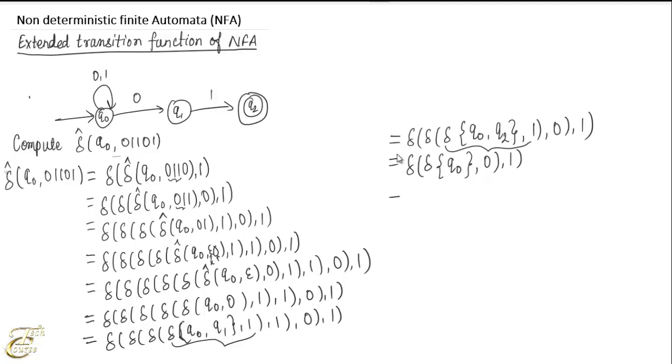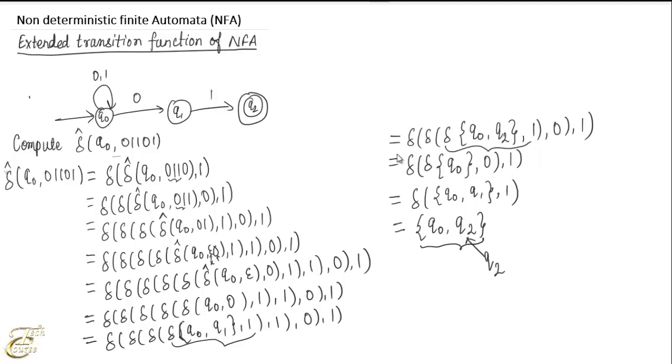(0, 1) which is equals to delta of, so reading 0 in Q0 state leads to the state either Q0 or Q1, (1) equals to, now this means reading the symbol 1 in both Q0 and Q1 state. So reading 1 in Q0 state remains in the state Q0. Similarly, reading 1 in Q1 state leads to the state Q2. Here, this set includes one accepting state, that is Q2.